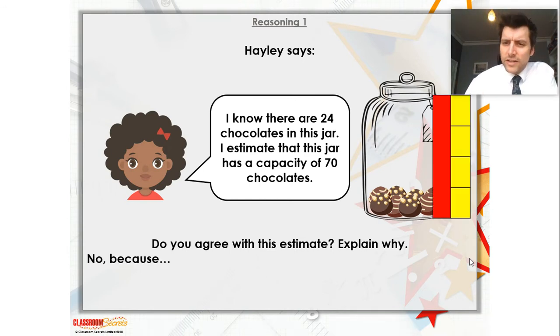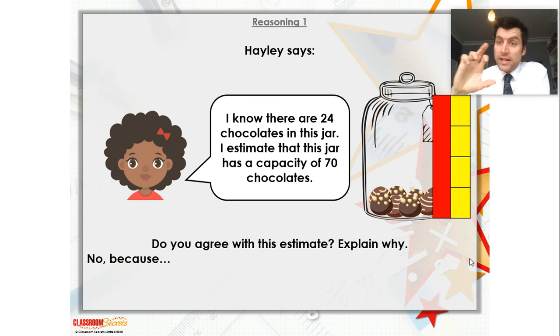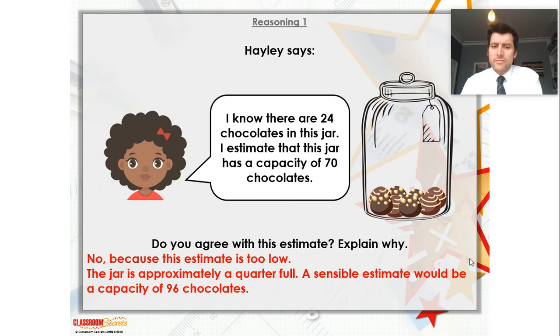The reason I disagree with it is when I look at my bar on the side, the whole jar would be the red height, and I know that there's 24 there at the moment. 24 is taking me up to approximately one of my four sections, so one quarter. 24 times 4 doesn't make 70. It's nowhere near. So I'm thinking it's a quarter full, so therefore 4 times 24 would be 96.